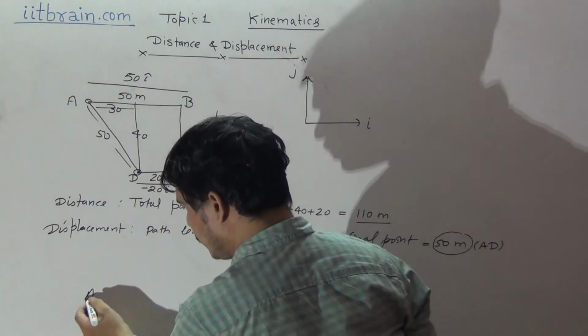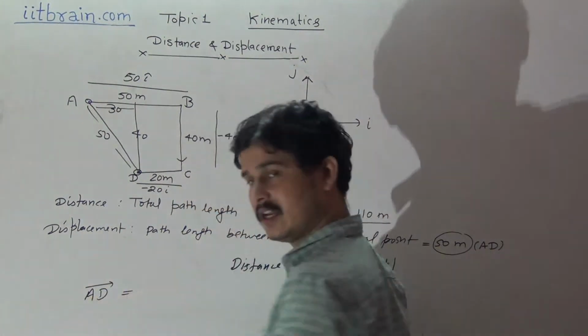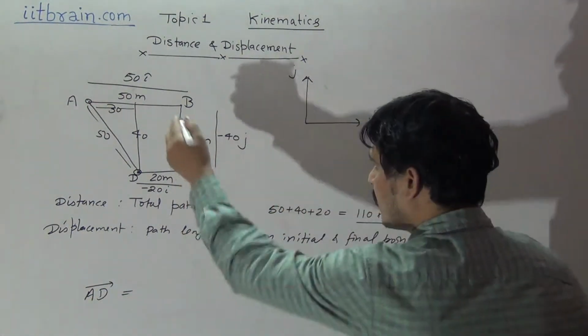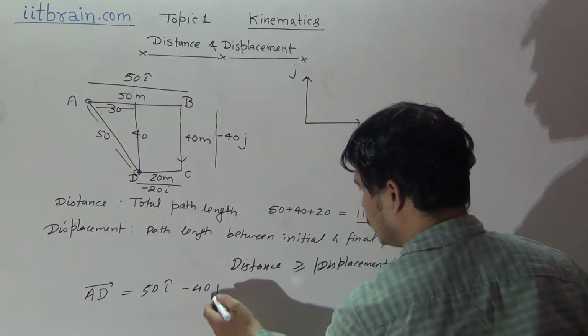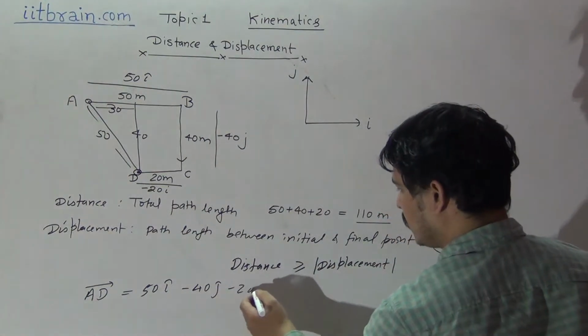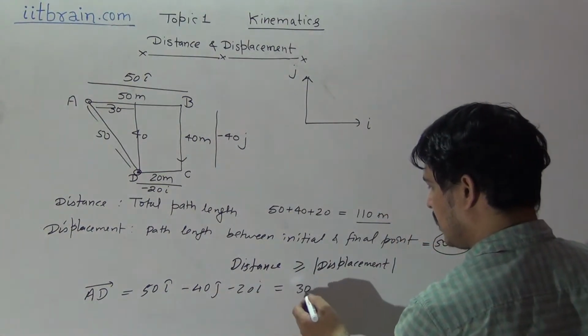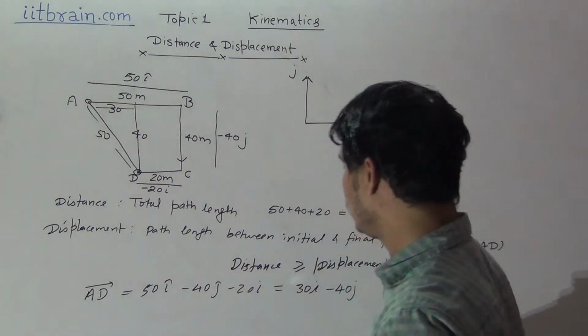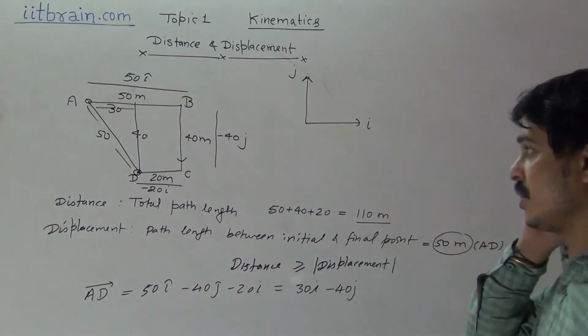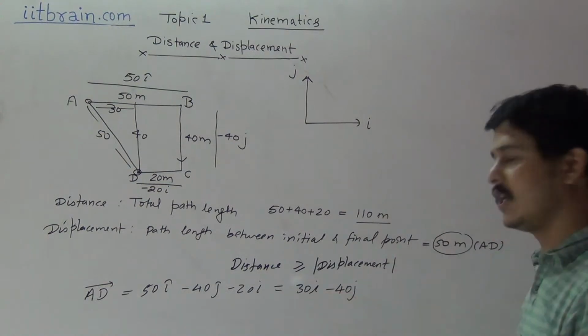So if you want to make the displacement vector AD in vector form, then it would be 50i first, after that minus 40j, and finally minus 20i. So finally it is 30i minus 40j. 50i minus 20i is 30i, minus 40j. This is the displacement AD. AD is 30i minus 40j.